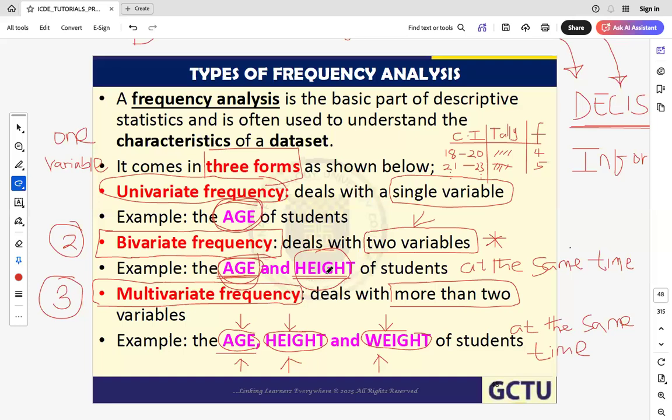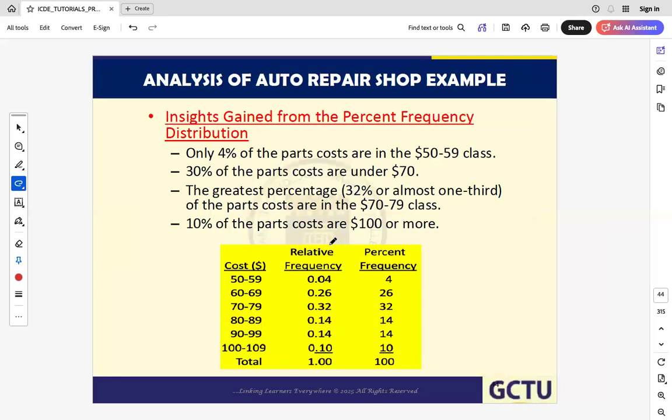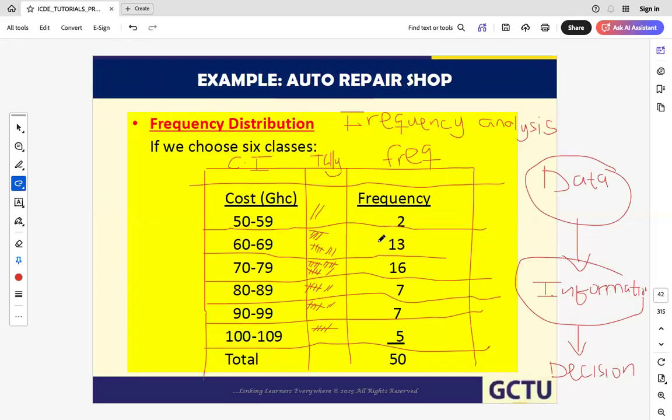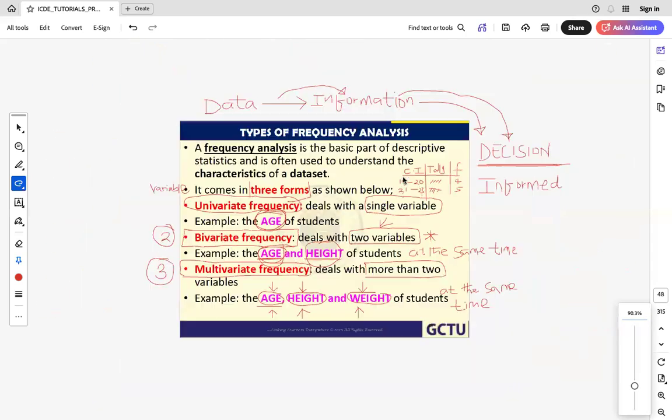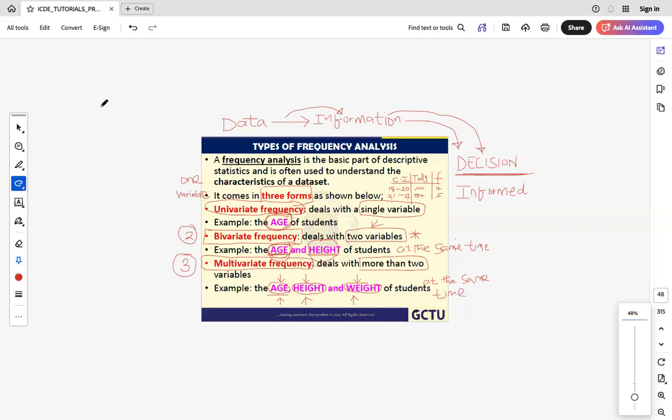So in doing that, just as I showed you the frequency table for this one, I said that this one is a 3-column table. You have the class intervals, you have the tally, you have the frequency. But the bivariate is coming with a different table altogether, which looks a bit complex. For the bivariate, we are going to have about 9 different areas in the form of a table.